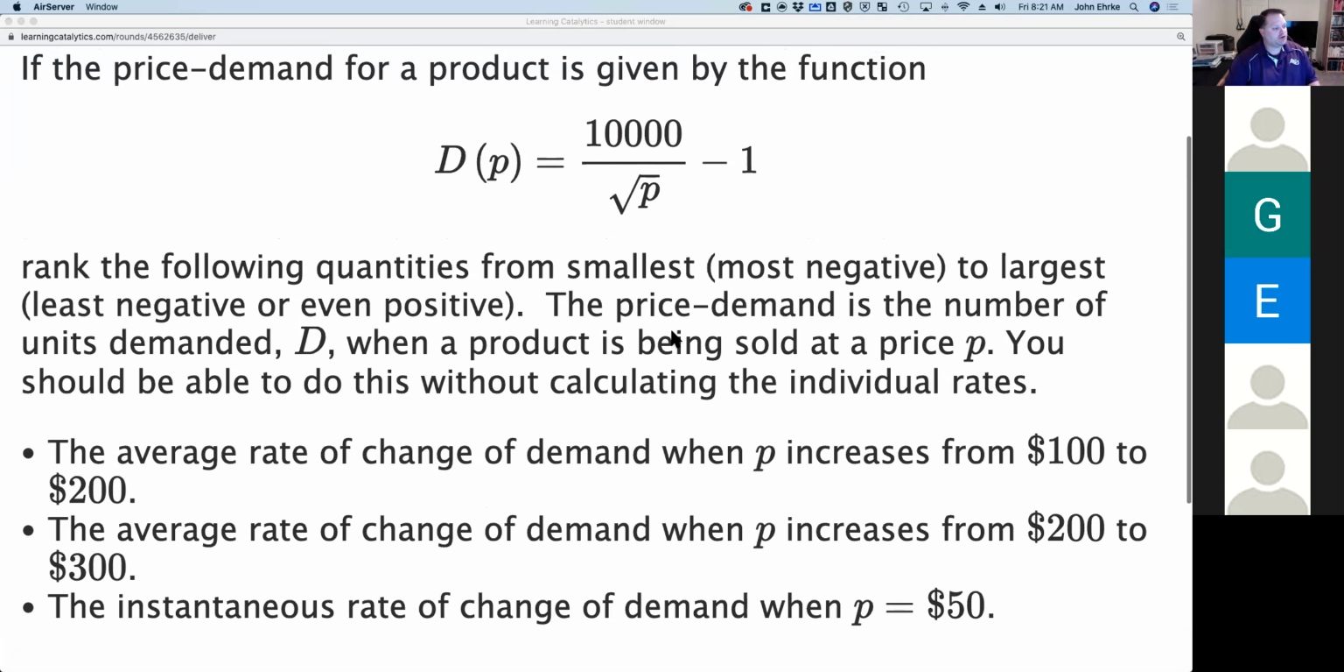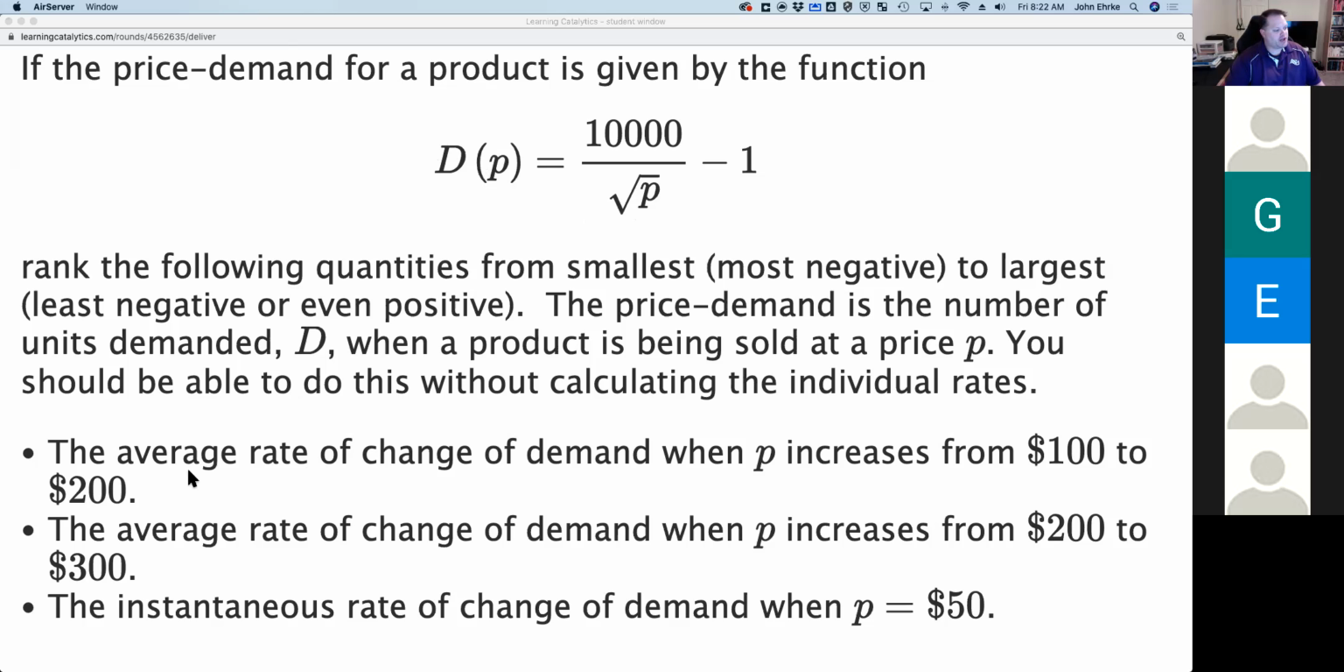What I'm asking you to do is rank the following quantities from smallest, which means most negative, to largest, which means the least negative, or most positive quantities. So rank these from smallest to largest for this particular function. You've got a function where the price of some object leads to some demand D. And like I said, you should be able to do this without calculating anything. I simply want you to rank these 3 things.